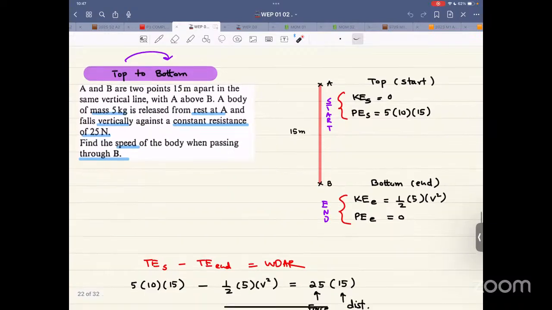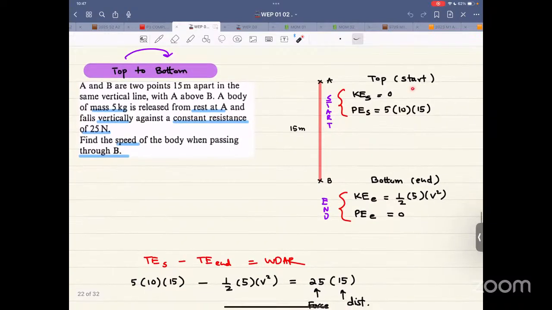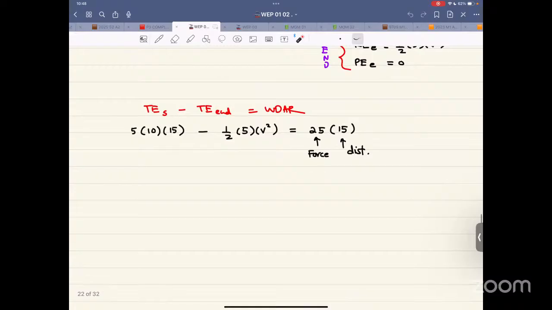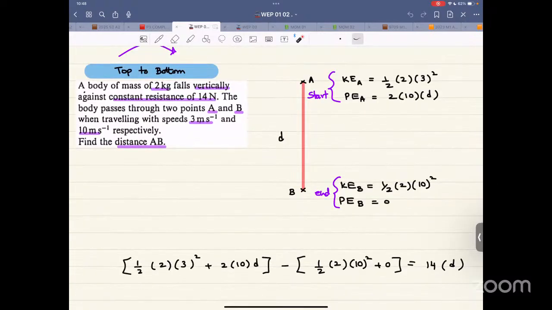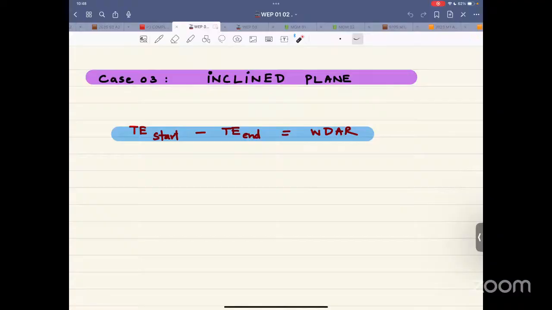For example, if we are starting from the top, a particle is released, kinetic energy is 0, potential energy is mgh. If it reaches the bottom, kinetic energy, of course, is there, but potential energy is 0, because this is the base level from which you are measuring the height. So potential energy at the base is always 0. Total energy at start minus total energy at end is work done against resistance. What about if it's going from top to bottom? That's the same thing. If it's going from bottom till up, then bottom will be the start.